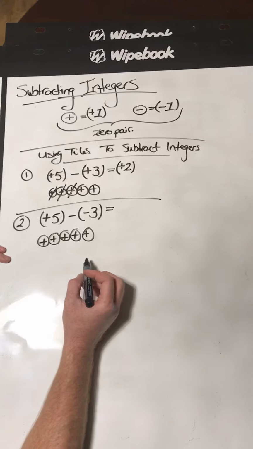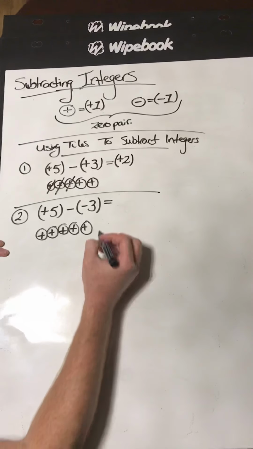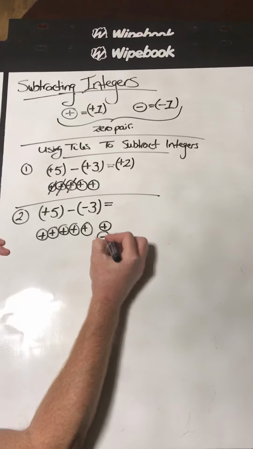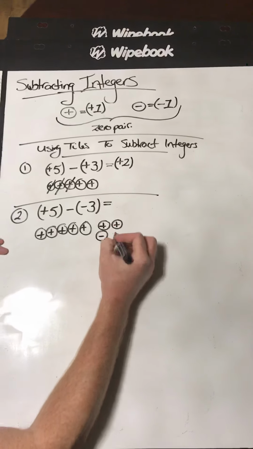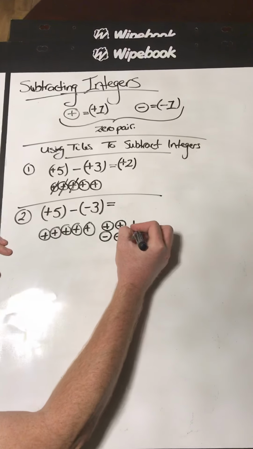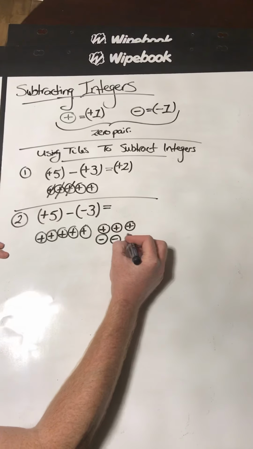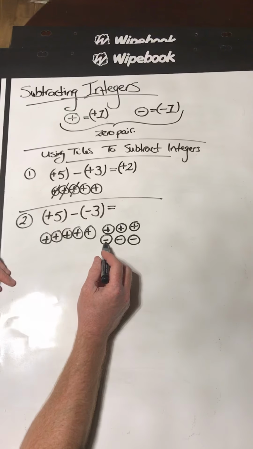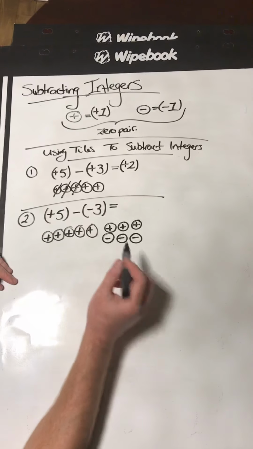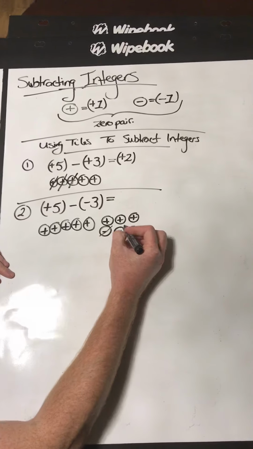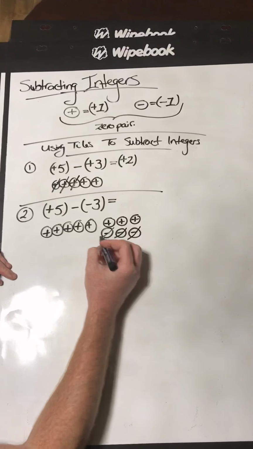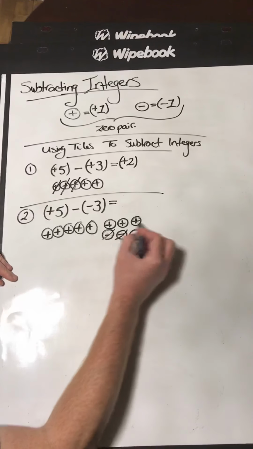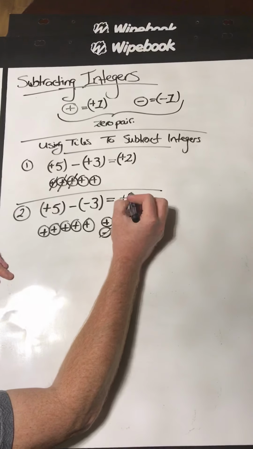And how many zero pairs do we want to add? Well, we want to add 3 zero pairs. So here's 1 zero pair, 2 zero pairs, and 3 zero pairs. And now I have 3 negative tiles that I can subtract. So here's 1 negative tile, 2 negative tiles, 3 negative tiles. I take those away, and what am I left with? I am left with 8 positive tiles.